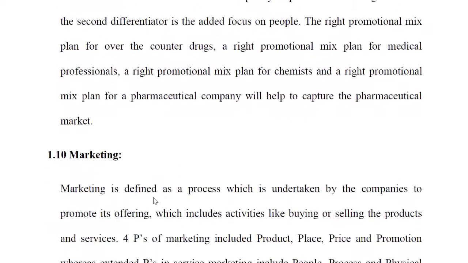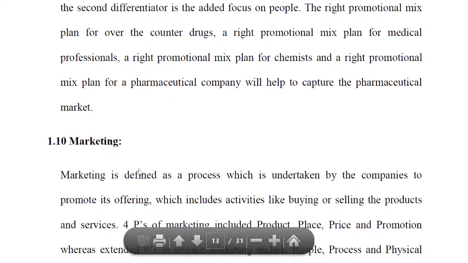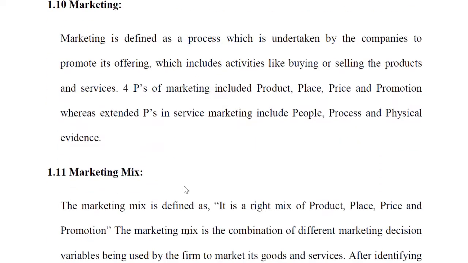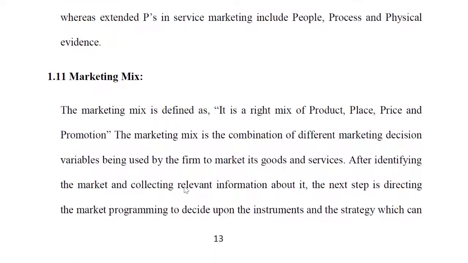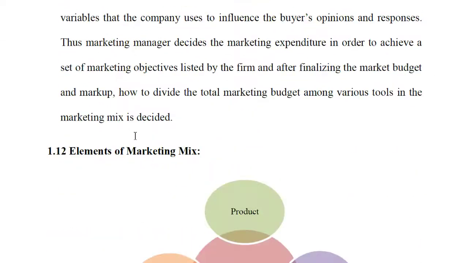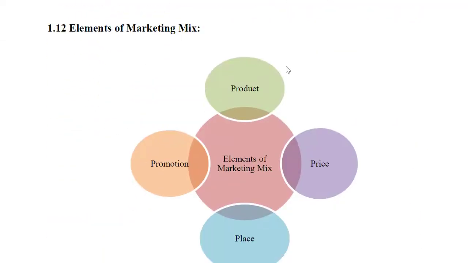Moving ahead, we have come to the second part of chapter number 1, that is marketing. What we have written until now was the statistical data relating to the pharmaceutical market, its global trend, its local trend, and involvement of the hospitals and representatives. And here marketing and the 4 P's of marketing are discussed. So here we have talked about the marketing mix.